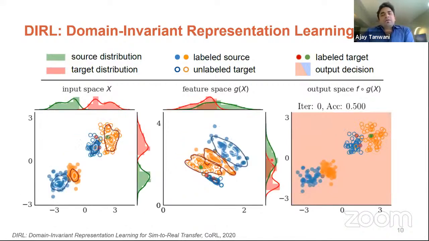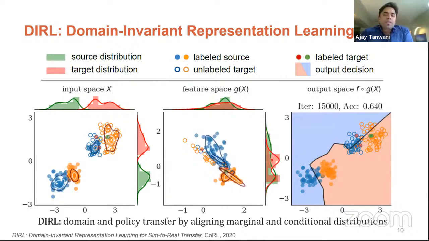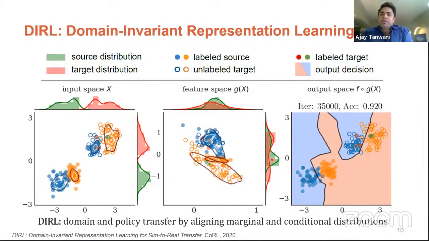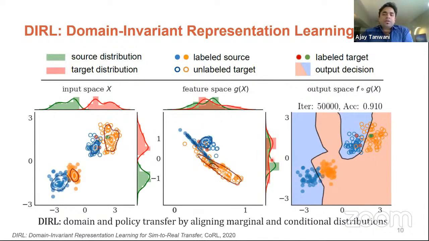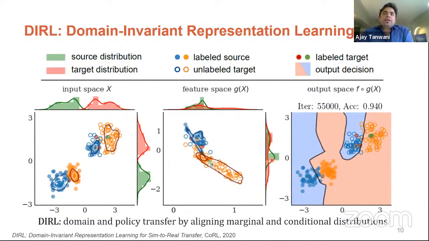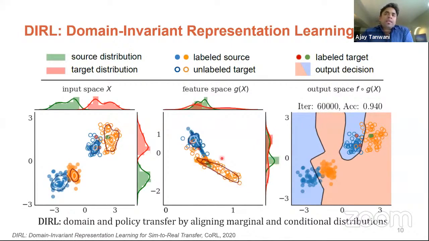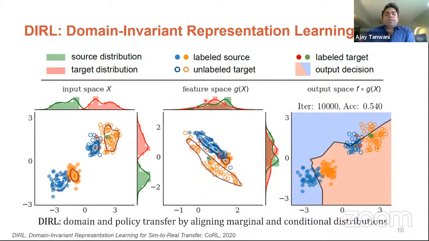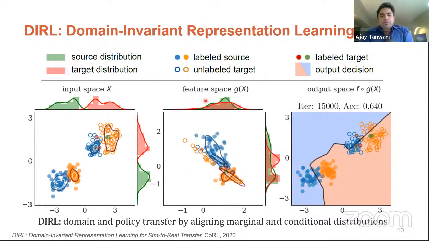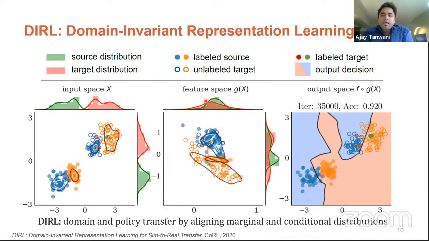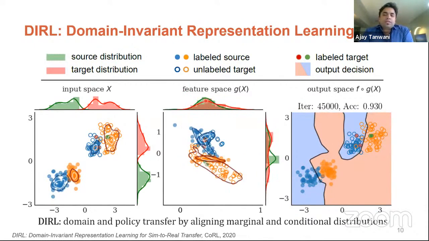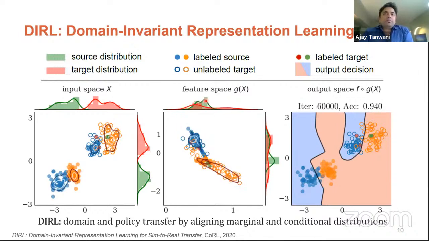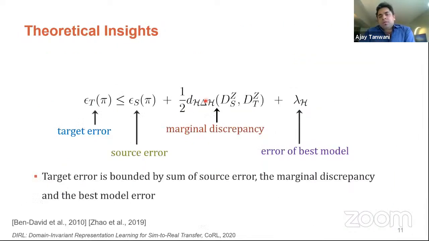Now, DIRL addresses the cross-label mismatch and the label shift problem by aligning both the marginal and the conditional distributions with a few labeled examples in the target domain, as seen here with these overlapping contour plots, as well as the density plots in the shared feature space. So the main idea behind DIRL is that we are using a few labeled examples as anchor points and drawing the respective unlabeled target distributions towards them to mitigate the conditional discrepancy across the domains.